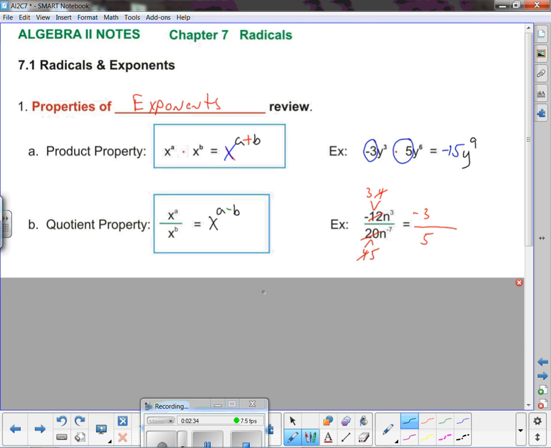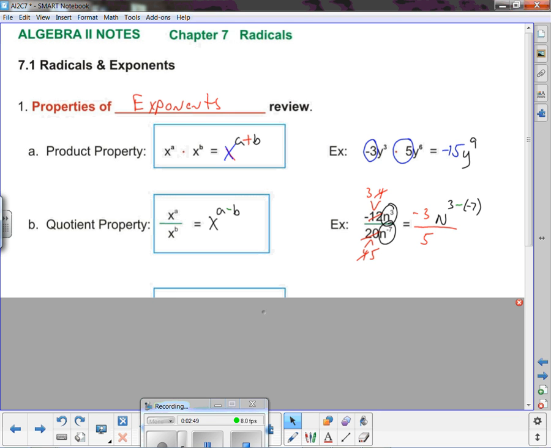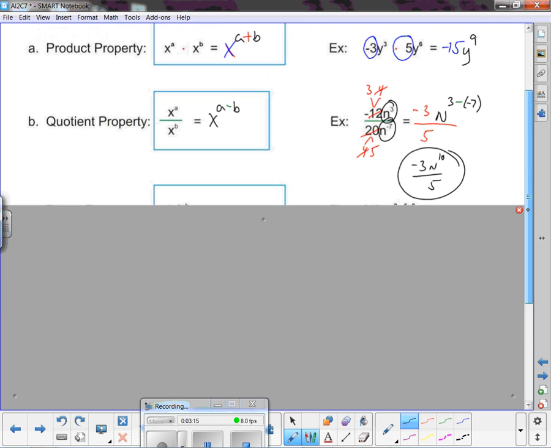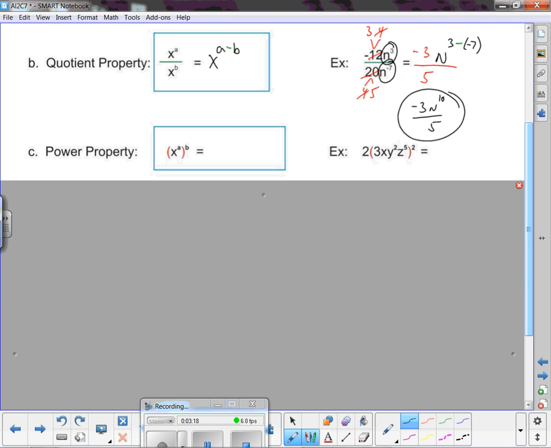Now we'll finish our rule with our like bases. So n, top exponent 3 minus the bottom exponent, and in this case, a negative 7. If you look at this, we end up with minus a minus. Because you have minus a minus, we're going to end up with negative 3n to the 10th over 5. Just deal with coefficient divided by coefficient, like base divided by like base. That's all you need to do.